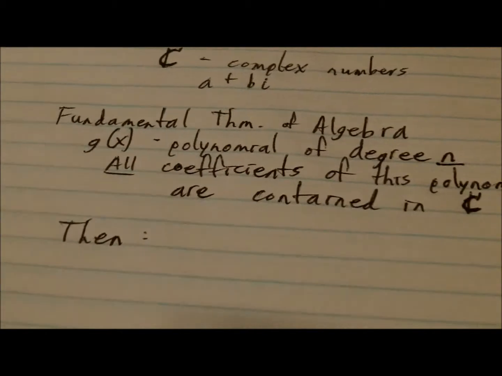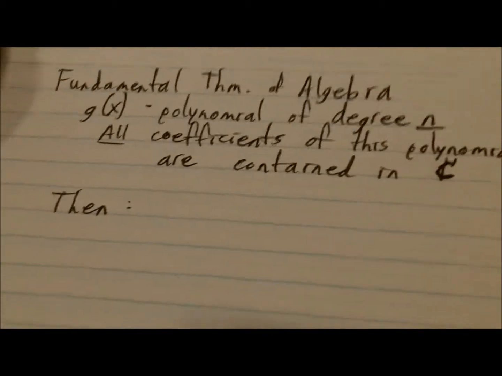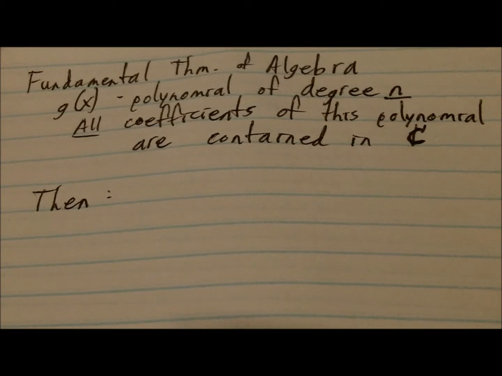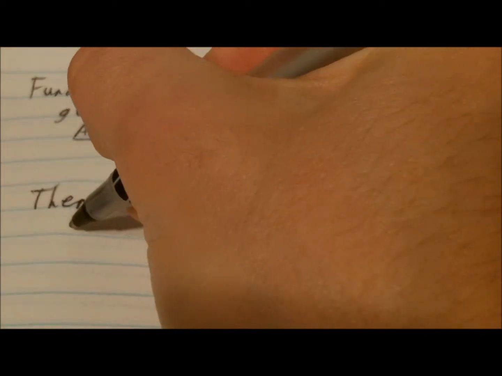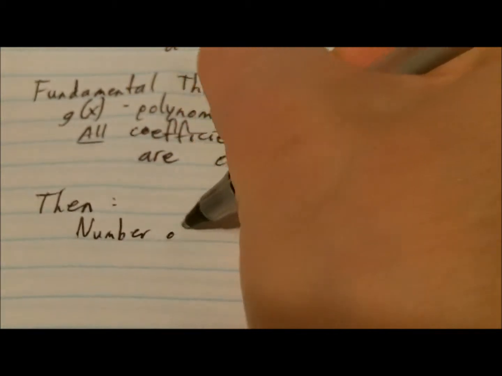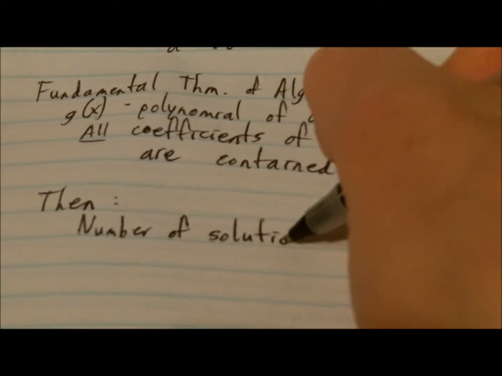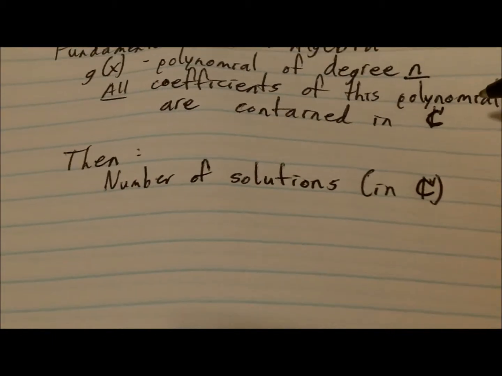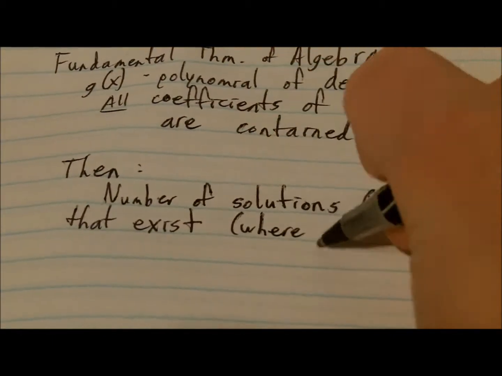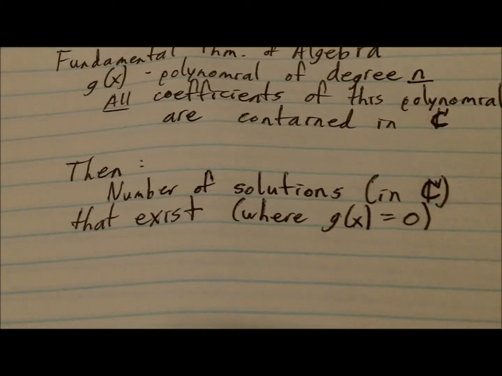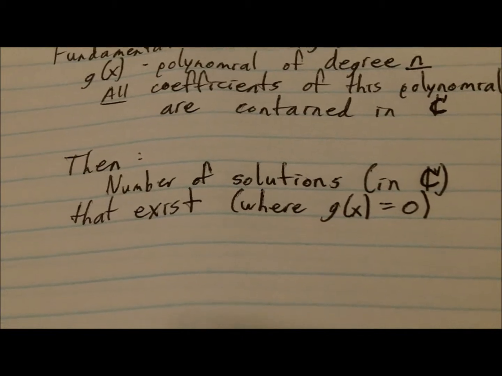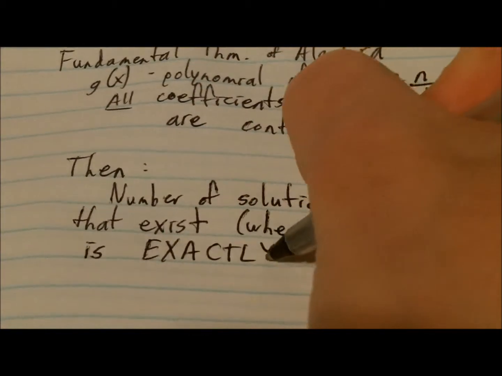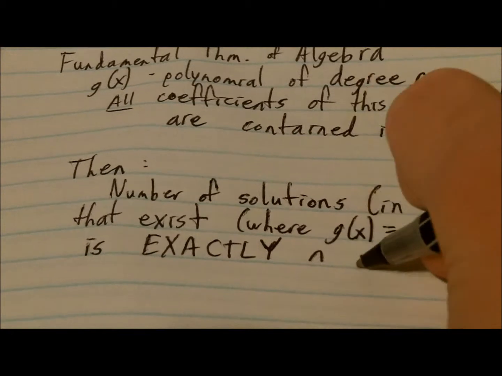Then, and this is a very, very exciting theorem, so brace yourself, we know that the number of solutions in C that exist where g of x equals 0 is exactly n itself.